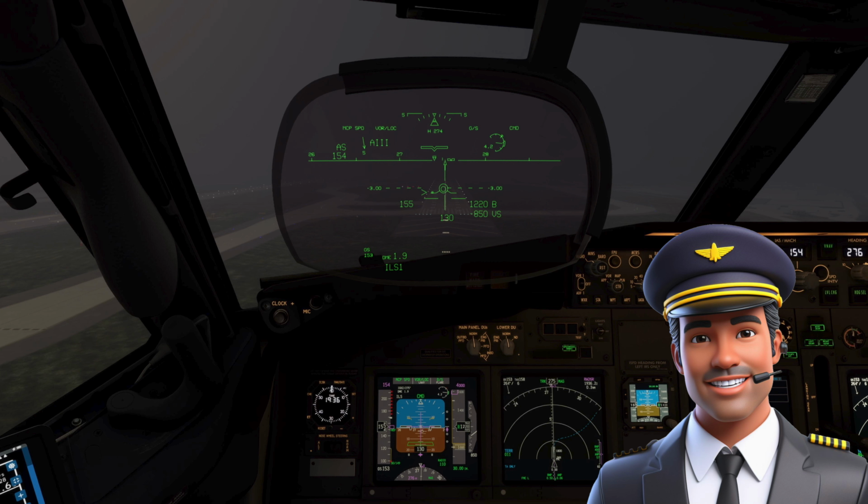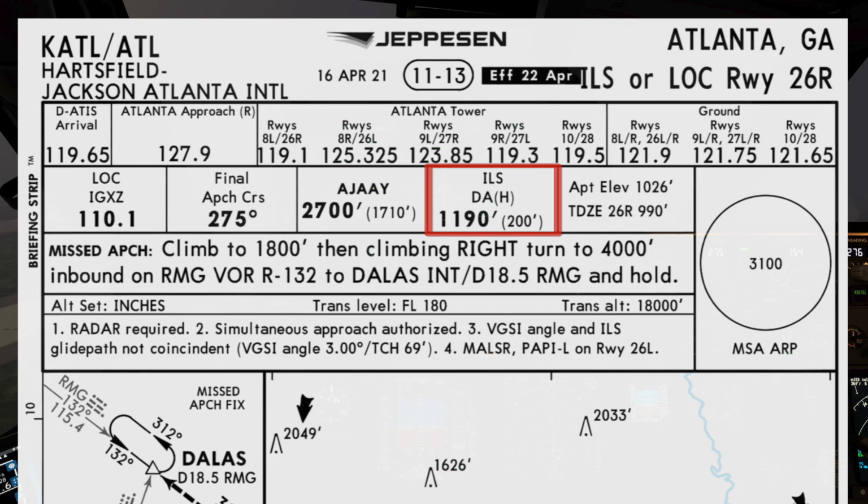There are three categories of ILS approaches: CAT I, CAT II, and CAT III. CAT I has higher minimums on the approach, and CAT II and III permit approaches to be flown to lower minimums, but require additional equipment and qualification. On the standard ILS approach, the minimums are at 1,190 feet, which is 200 feet above the runway.